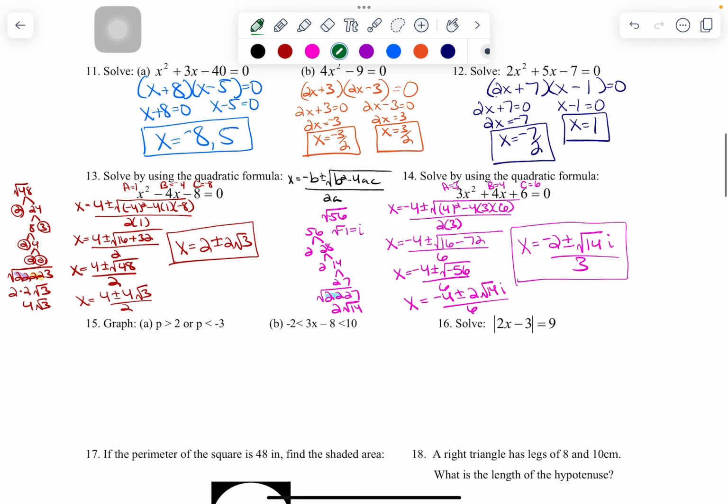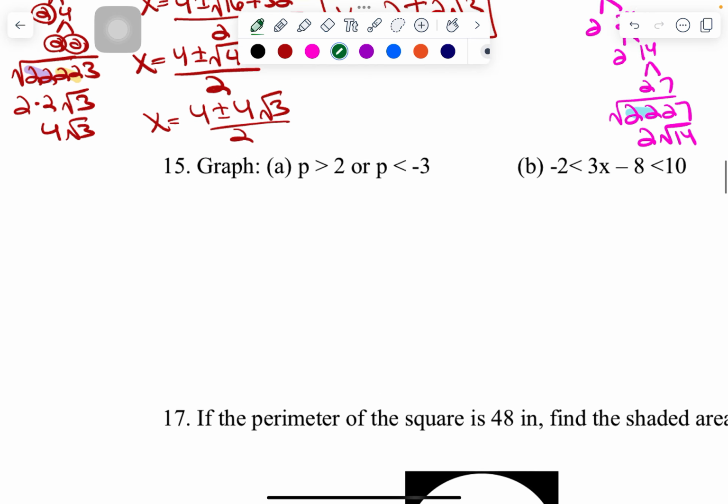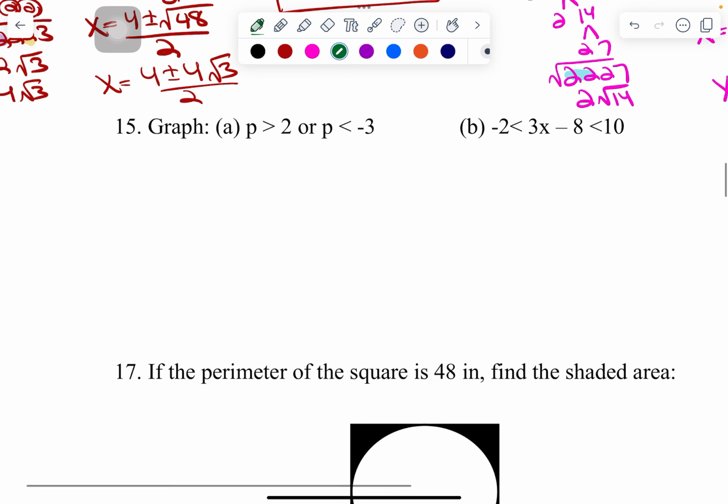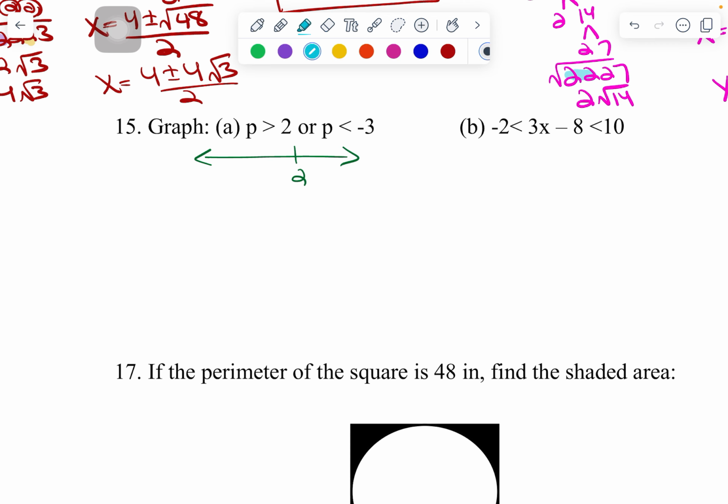All right, rolling right along, let's talk about graphing some inequalities here. Problem part A in 15 is a disjunction. So we've got p is greater than 2. That's going to shade to the right of 2. Or p is less than negative 3. So that means we're going to shade to the left of negative 3.